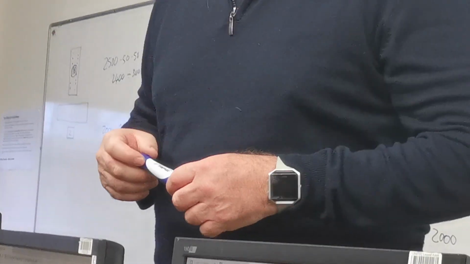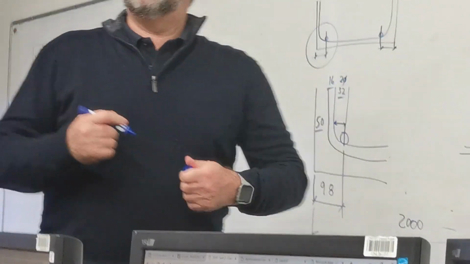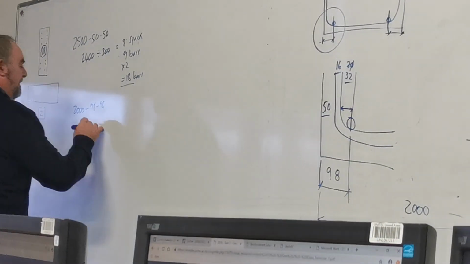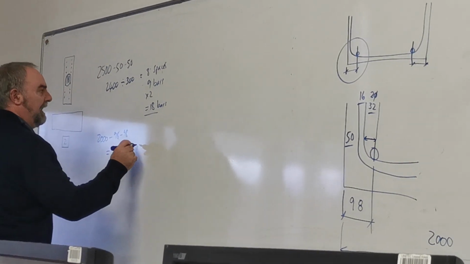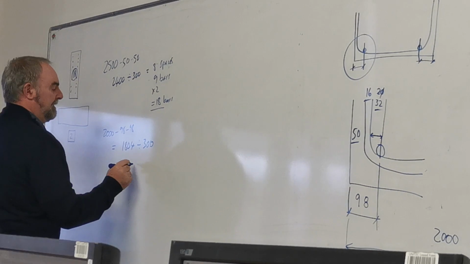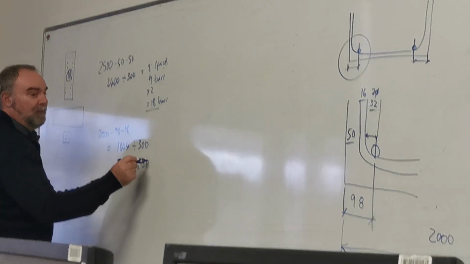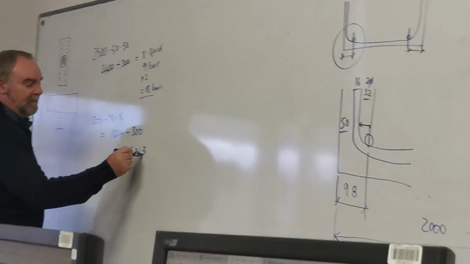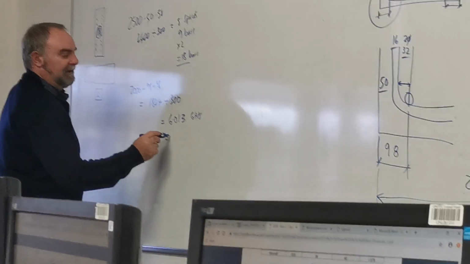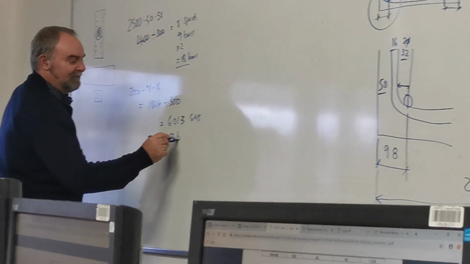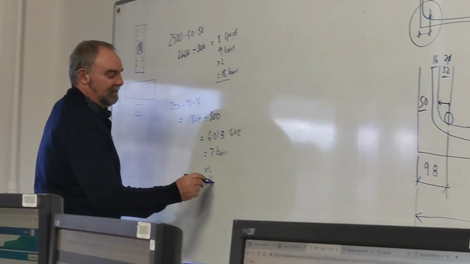Calculator? What was that? 1804. 1804 divided by 300 equals 6.013. Gaps, right? Equals 7 bars times 2 equals 14 bars.